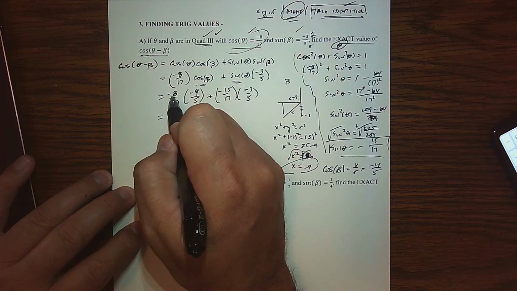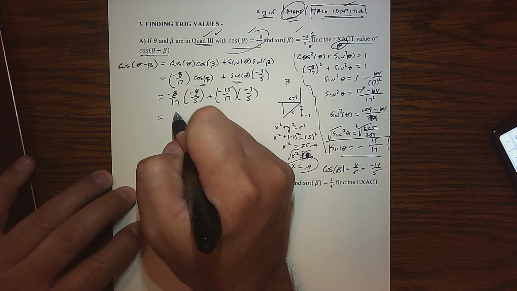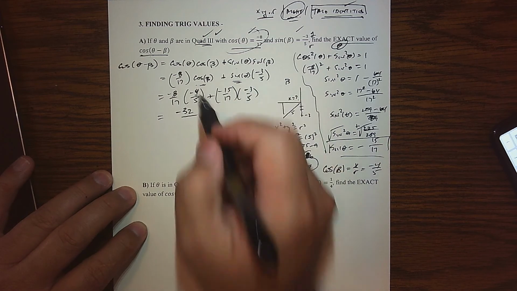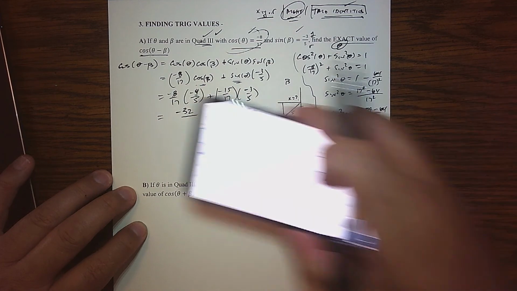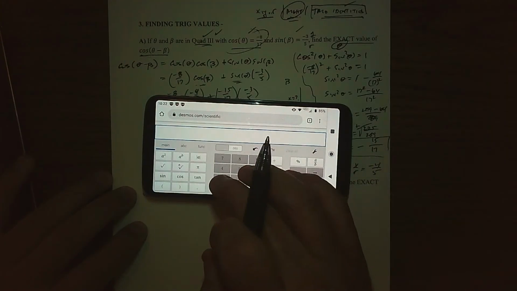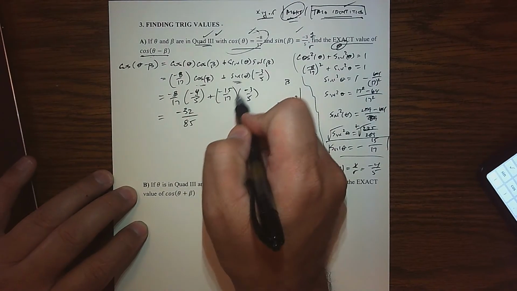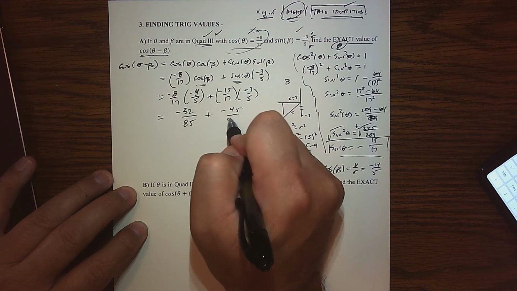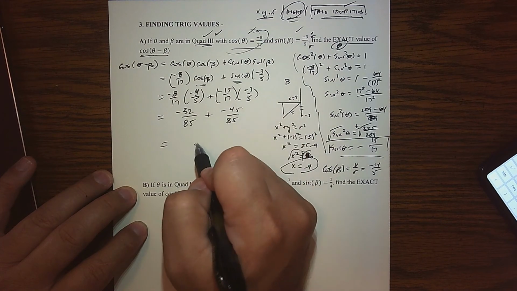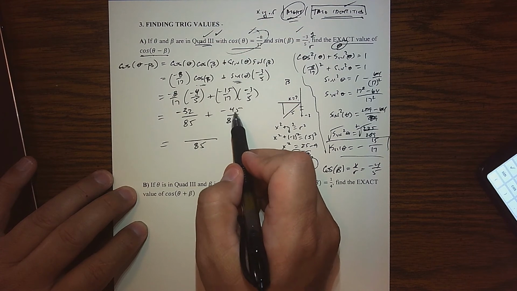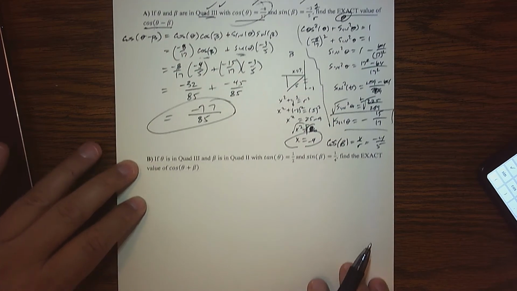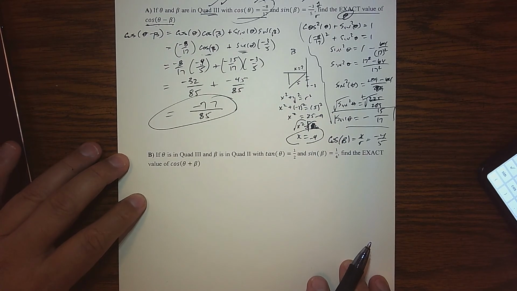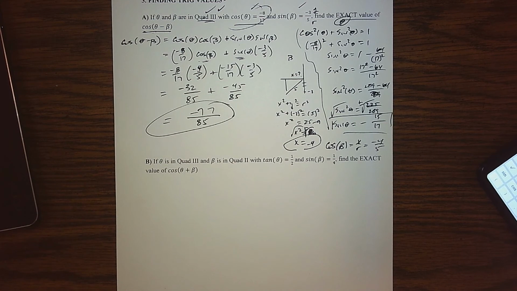So finishing this off, negative 8 times negative 4 is negative 32, and then 17 times 5, 34, 68. Let's bust out my calculator. All right, 17 times 5, 85. So here we get negative 45 over 85, and adding these together, 5, 2 is 7, 7. So negative 77 over 85 is the exact value for that, using what we have learned.